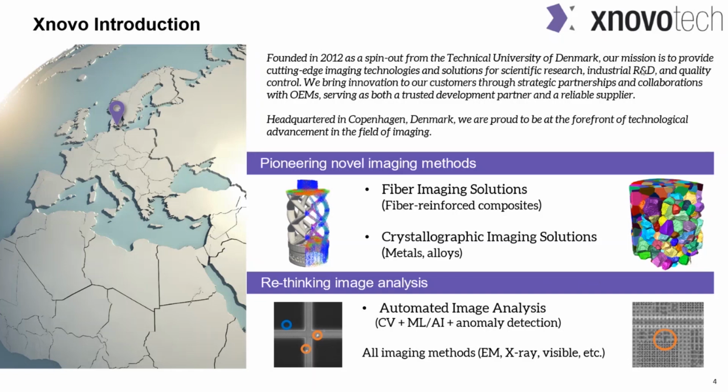At Xnovo Tech, we focus on providing material insight through pioneering imaging methods, such as fiber imaging solutions for fiber-reinforced composites. We also have crystallographic imaging solutions for metals and alloys. And we are also rethinking image analysis by offering automated analysis of image data from all types of modalities for faster and more accurate results. So we use classical computer vision methods, machine learning, and AI.